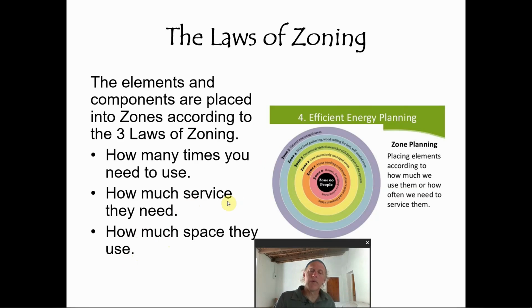Okay, so we would then place the vegetable garden closer into the center, and we'd have the woodlot further out in the zone model, because it wouldn't make sense from an energy efficiency perspective to have the woodlot close to the center, because why? We don't need to engage with it much at all, while the vegetable garden demands a lot of engagement and it doesn't use much space. So it makes more sense from an energy efficiency perspective to have it in the inner zones.